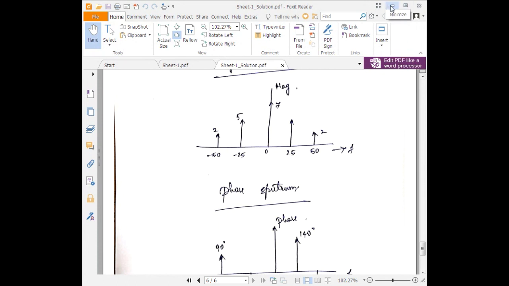But the minimum here, doctor, is minus 50, not 25. Not like this. We will not take the bandwidth like this. That is left hand side. Either you take left hand side or right hand side. The bandwidth is calculated like this. 50 minus 25.